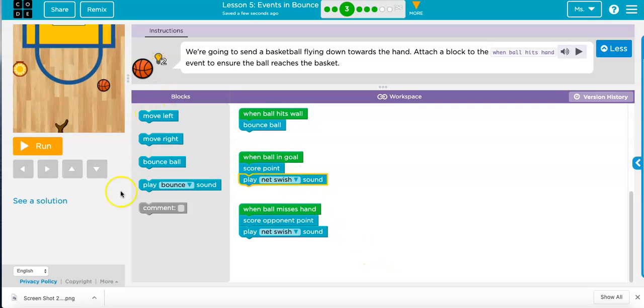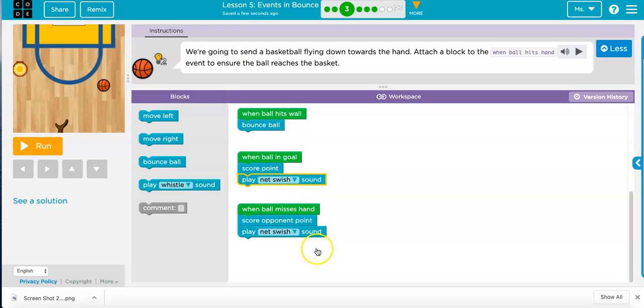But you don't have a score point in these blocks, so you have to use the blocks that are available to you. While you're over here, notice that if you have a drop down box, you can change that and make it whatever makes the most sense. So when the ball goes in, typically you hear the net swish. You want that sound to happen.